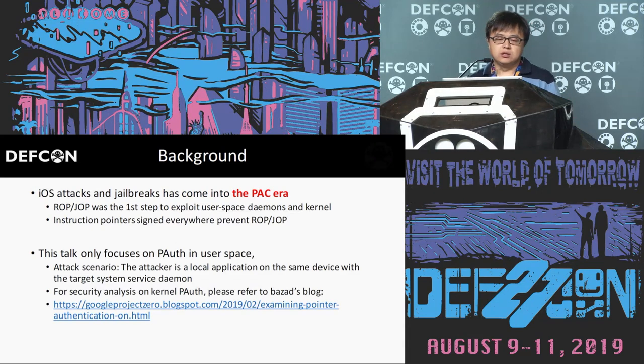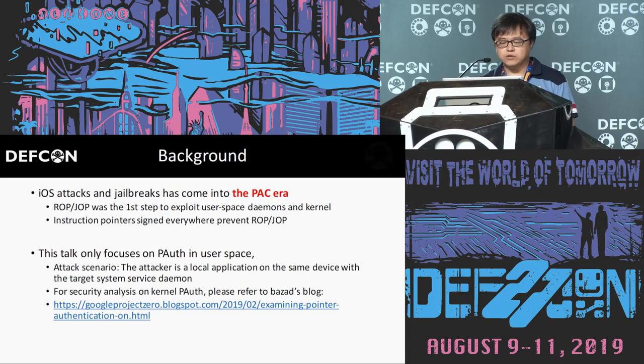So for now, when we talk about iOS attacks and jailbreaks, we know that they have come into the PAC era. In previous jailbreaks, ROP and JOP were the first step to exploit user space daemons and the kernel. But now, ROP and JOP attacks are prevented by pointer authentication. What can we do now?